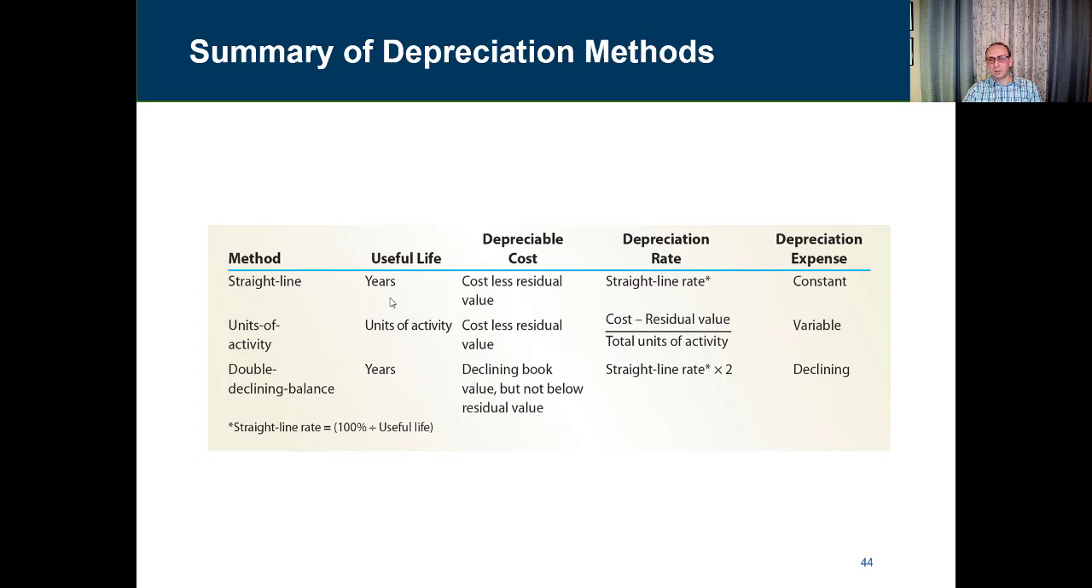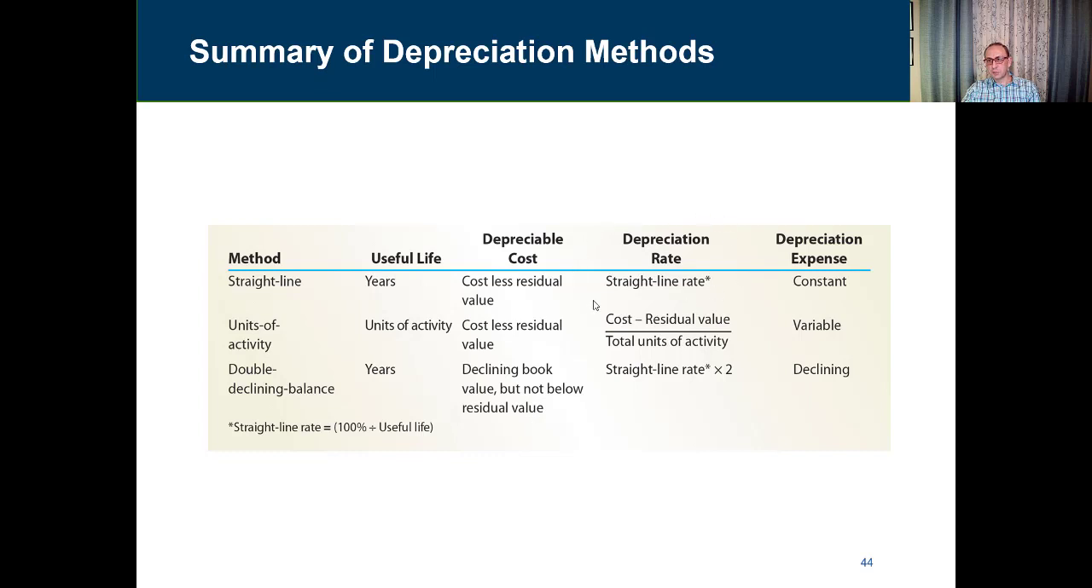The useful life in the straight line is usually in years. In the units of activity, it's the units of activity. And the double declining balance, we again use the years. The depreciable cost is the cost less residual value under the straight line method. Under the units of activity, it's the same thing. Again, the cost less residual value. And the double declining balance, we use the declining book value, but not below residual value. So in the last year, remember, we have to just plug in a value that would bring the book value down to the residual value.